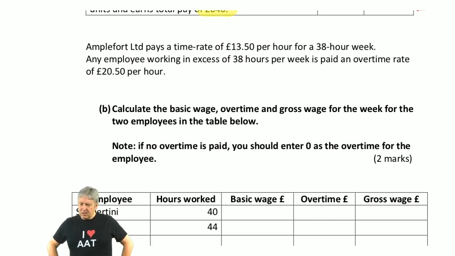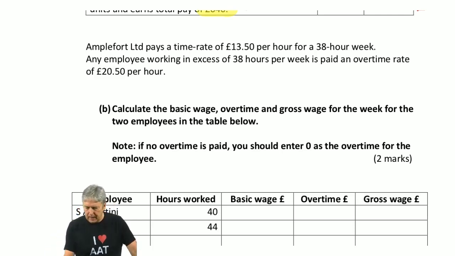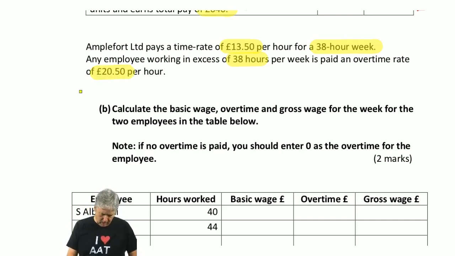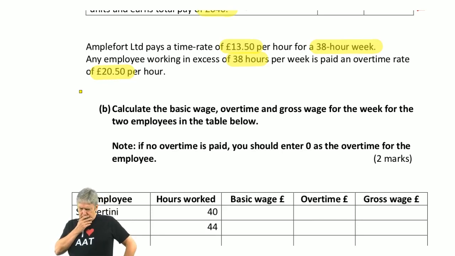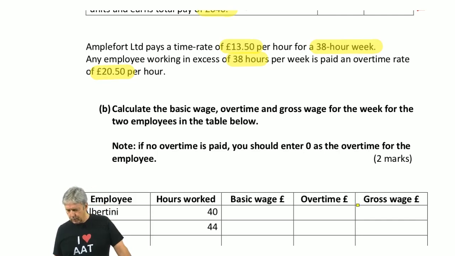Ampleford pays a time rate of 13.50 per hour for a 38-hour week. Any employee working in excess of 38 hours is paid an overtime rate of 20.50. Okay, so we've got our basic wage and we've got our overtime. B, calculate the basic wage, overtime and gross wage for the week for the 2 employees in the table below. Note, if no overtime is paid, you should enter 0 as the overtime for the employee.